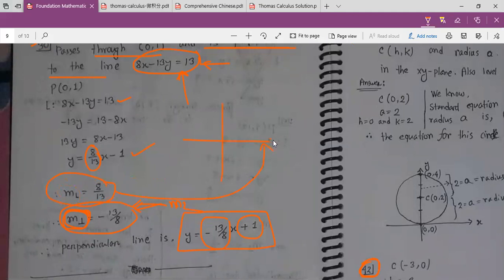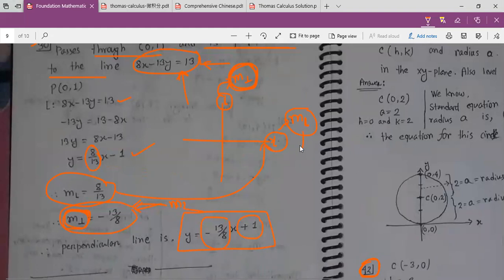This line is given already, okay? We have to find the equation of this line. So for the equation of this line, the value of m will be this way, okay? This sign. And for this line, the value of m will be this, okay? m1. So we have to find the value of m1 first, and then we can find the value of the second m.